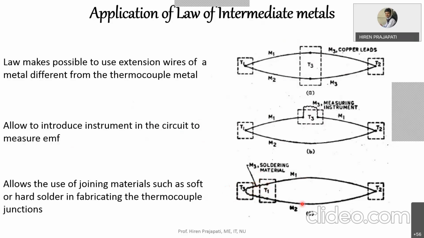It will remain the same. So this law is again helpful in formulating the junction or in the preparation or fabrication of thermocouple, right? So these are the three applications of intermediate metal law in the thermocouple. Is there any query now in these three laws?